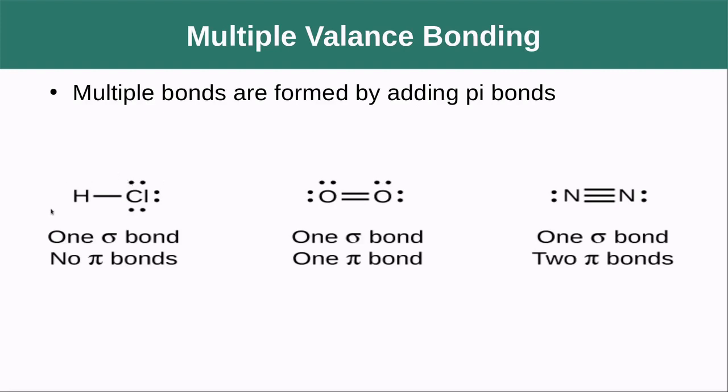So remember, we always begin with sigma bonds. So in a single bonded system like this, we have one sigma bond and no pi bonds. When we do a double bond, we have one sigma bond and one pi bond. And then a triple bond is a sigma bond with two pi bonds.